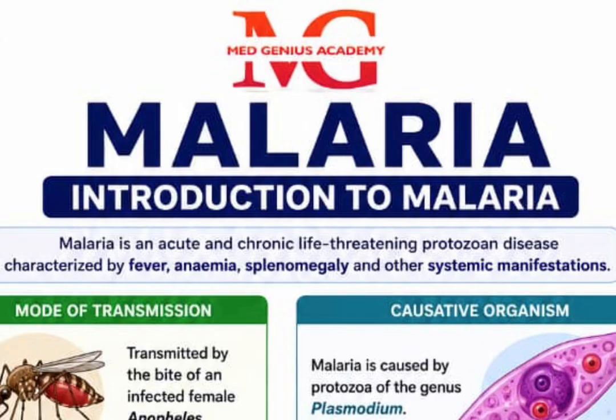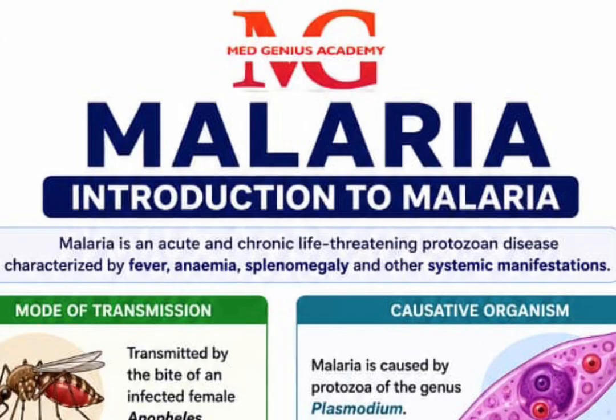It could just be hiding in the body, in a dormant form where it is not affecting you, it is asymptomatic. It could be chronic when it is causing complex symptoms to you. But one thing you have to know is that it is an acute, chronic, life-threatening protozoa disease. Why is it a protozoa disease? Because it's coming from Plasmodium, which is a complex protozoa species. So malaria is an acute, chronic, life-threatening protozoa disease, which is characterized by fever.